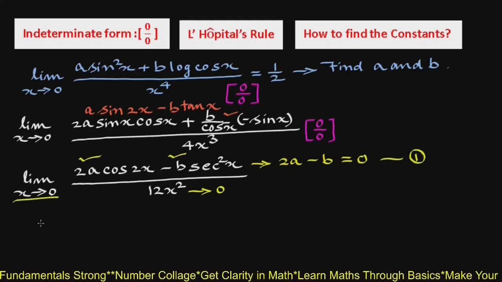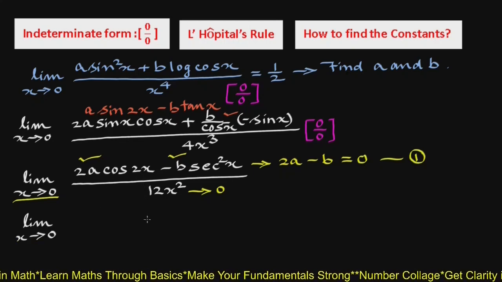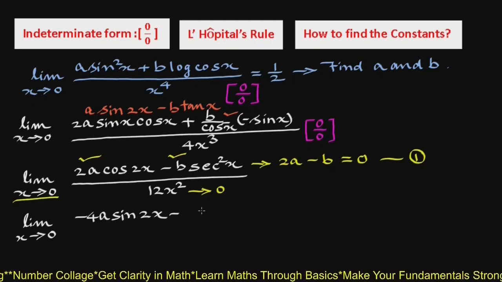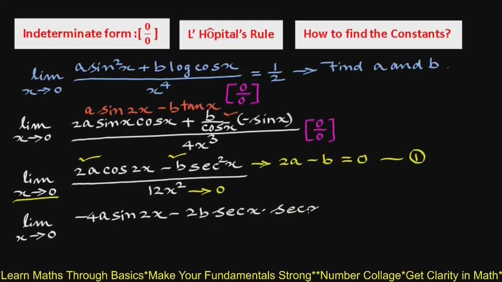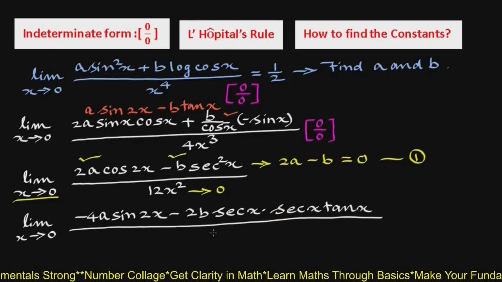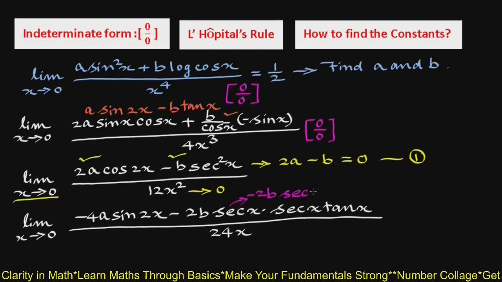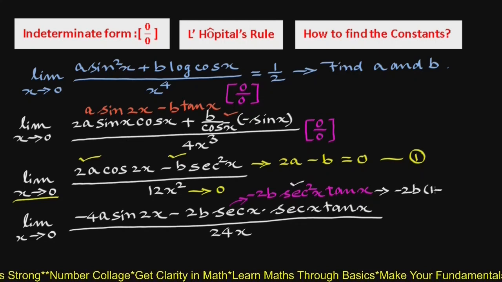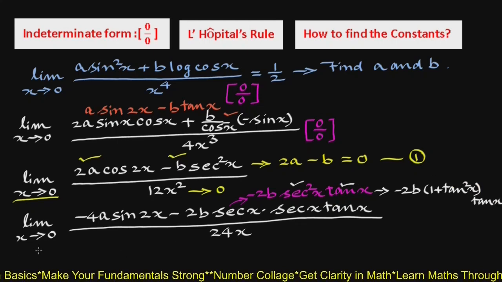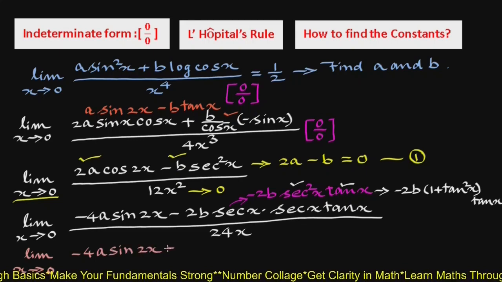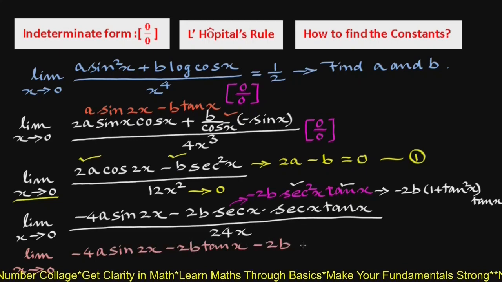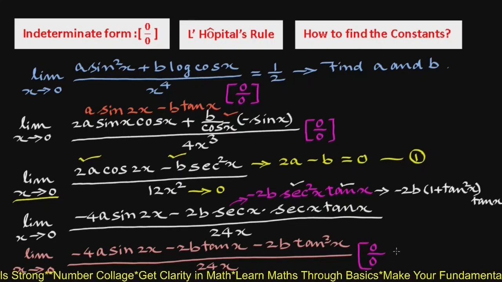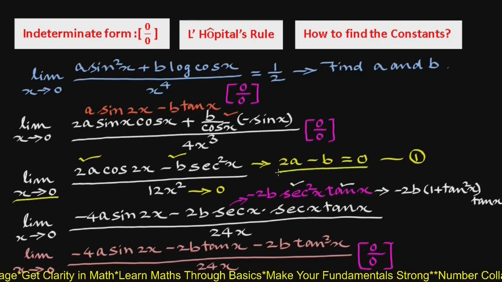Applying L'Hopital's rule once again, derivative of 2a cos 2x will be minus 4a sin 2x, minus derivative of b sec square x, which will be 2b sec x into sec x tan x, upon derivative of 12x square, 24x. This will be minus 2b sec square x tan x. This we further write as minus 2b, in place of sec square x we write 1 plus tan square x, into tan x. So the limit reduces to minus 4a sin 2x minus 2b tan x minus 2b tan cube x upon 24x. This again is a 0 upon 0 indeterminate form. Let us write 2a minus b equals 0 here.